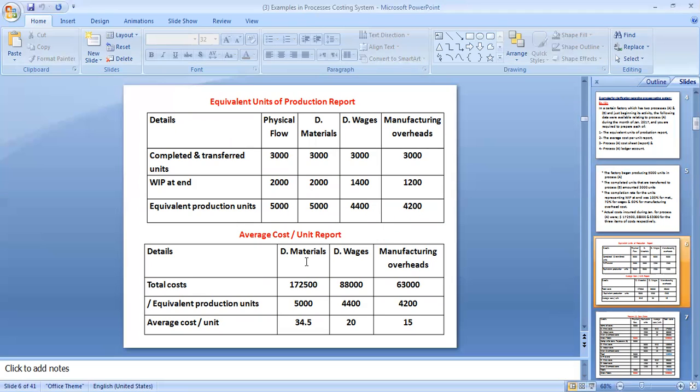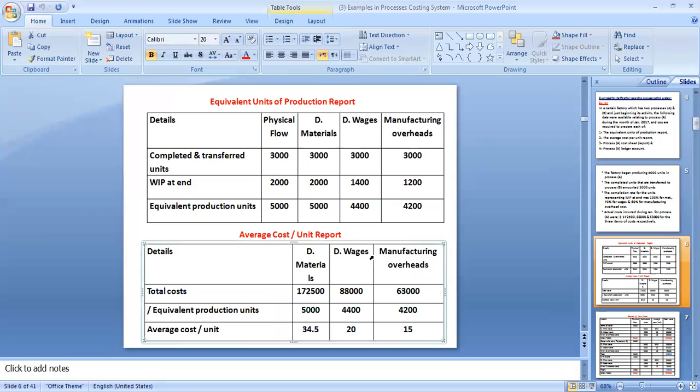The average cost per unit: I told you the three columns of cost elements, I have the same three columns here. As you see here, the same three columns. Only what we don't have is the physical flow column from the equivalent units of production report. So direct material, this is direct material. Direct wages, this is direct wages. Manufacturing overhead, this is manufacturing overhead.